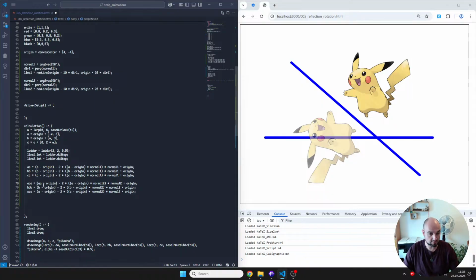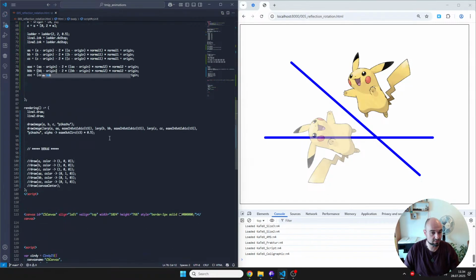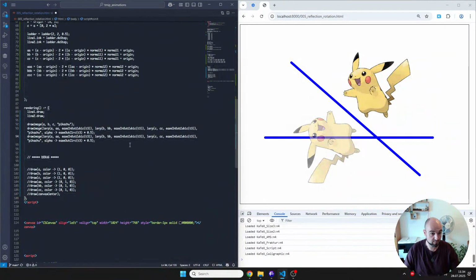So this is A, B, C, C, and B. And then we draw another Pikachu. It goes from AA to AAA, from B to triple B, and double C, triple C. And we will have it, let's make that 7 and that 4. And it's the fourth movement.